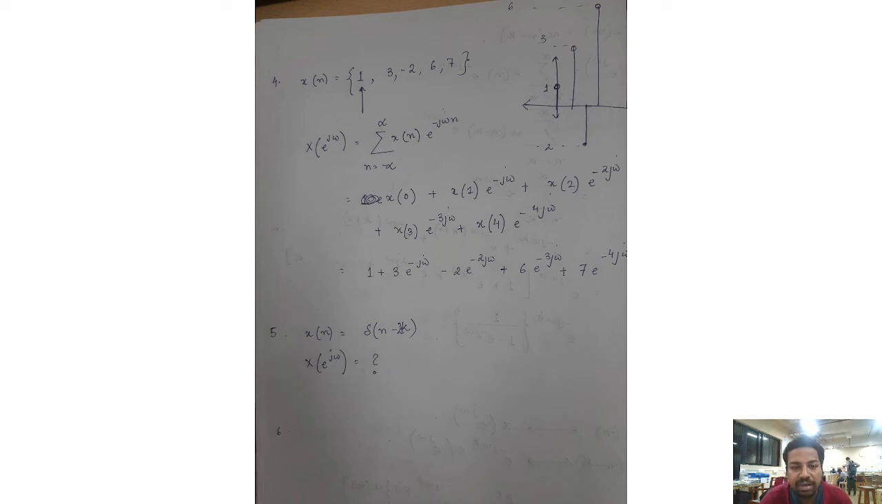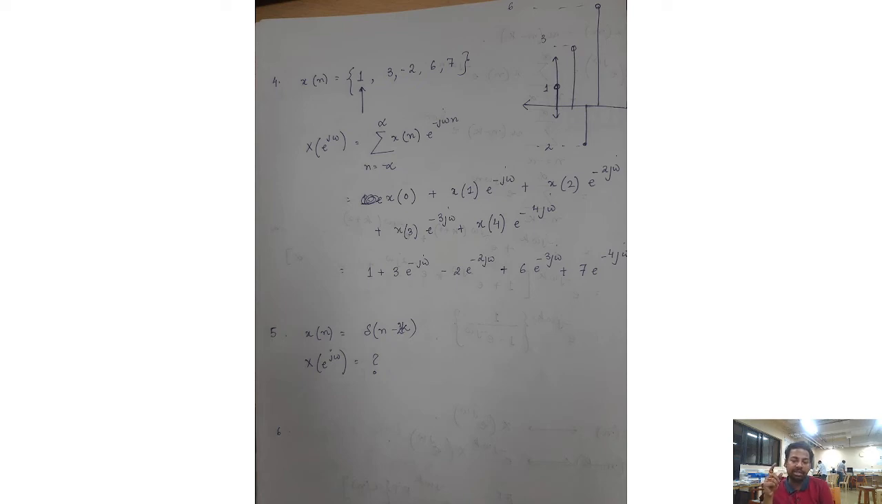So let me have another problem. This is not a signal, I won't say that, but this is a simple sequence, and we want to find the DTFT for this simple sequence. The sequence is given as follows: 1, 3, minus 2, 6, 7. And the arrow sign indicates that the value at n equals 0 is 1. That's the reason for giving the arrow sign.